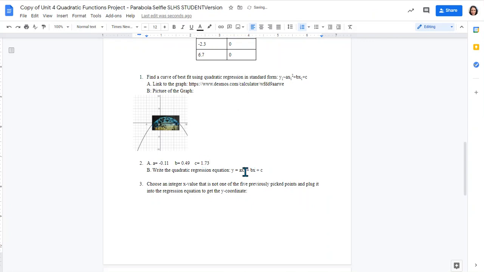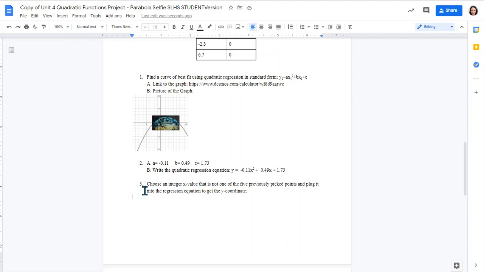Okay, so then I'm going to take those numbers and substitute them into this. So I need negative 0.11. That one goes instead of the a. This one goes instead of the b. And this one goes instead of the c. Okay, so I have now my equation that Desmos came up with.